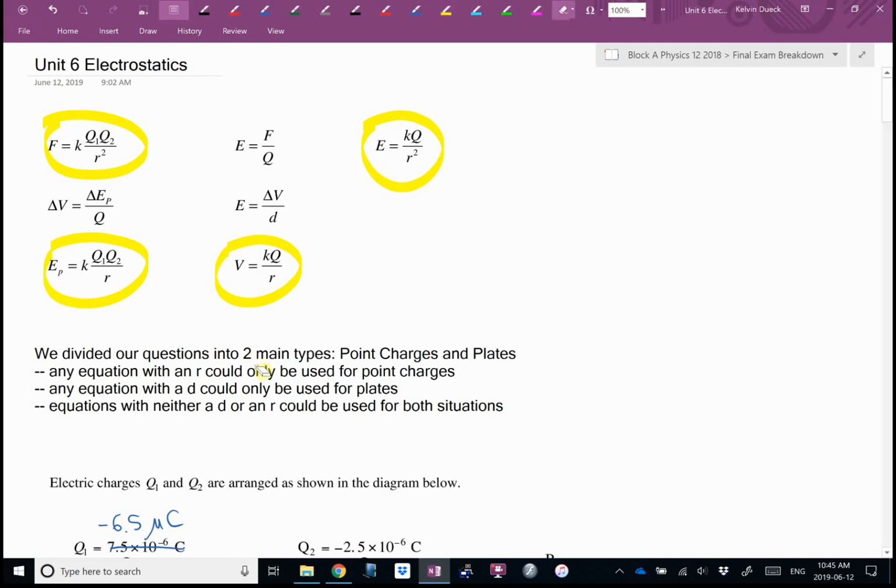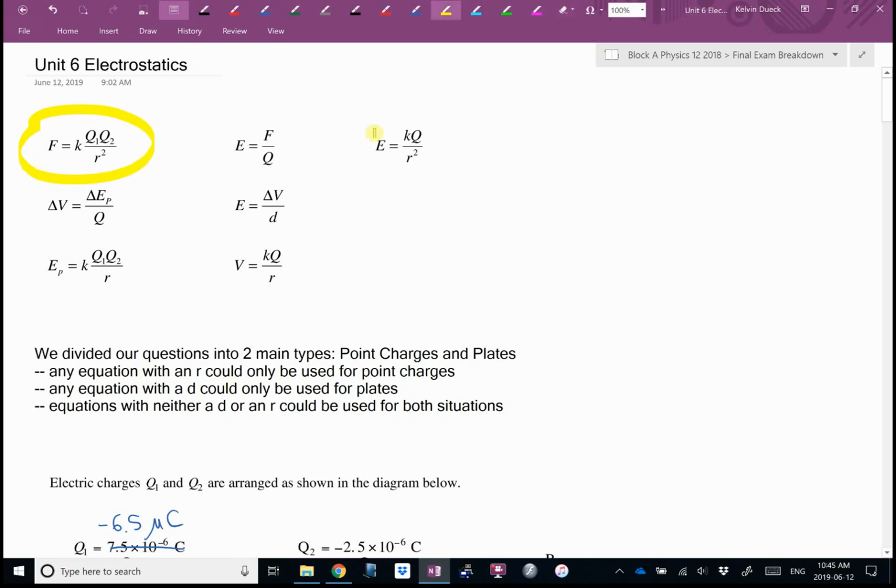We said we divided our questions into 2 main types, point charges and parallel plate charges. Any equation with an R in it could only be used for point charges, where you had either a single point sending out an electric field like the invisible tentacles of an octopus in all directions, or 2 points. And I used an R deliberately for radius to help you think radius, circular, round little points.